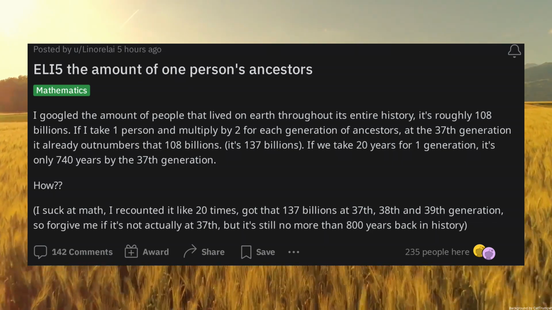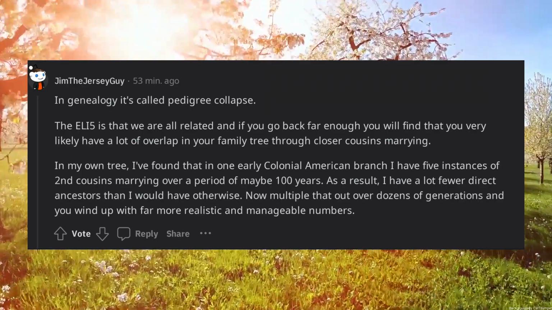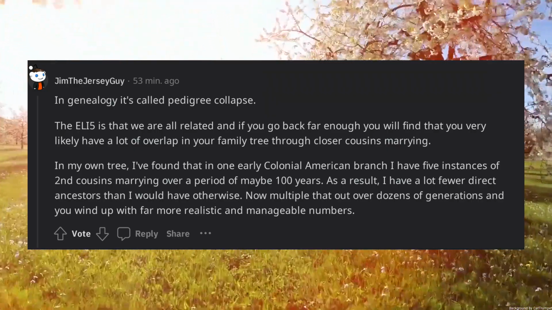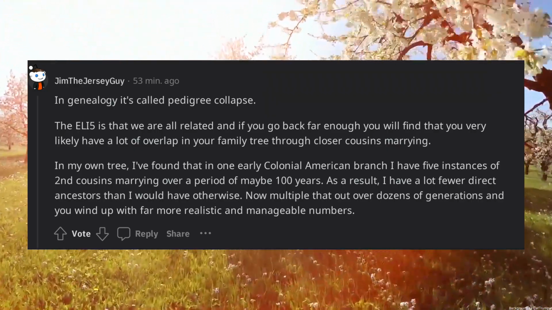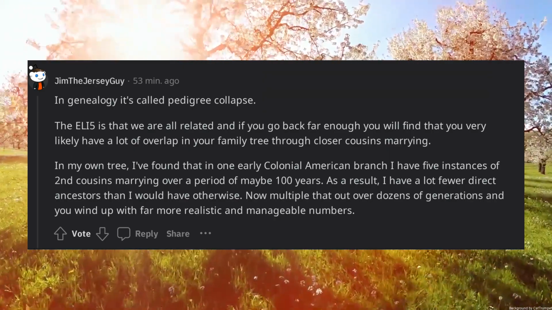ELI5: The amount of one person's ancestors in genealogy is called pedigree collapse. The ELI5 is that we are all related, and if you go back far enough you will find that you very likely have a lot of overlap in your family tree through closer cousins marrying.